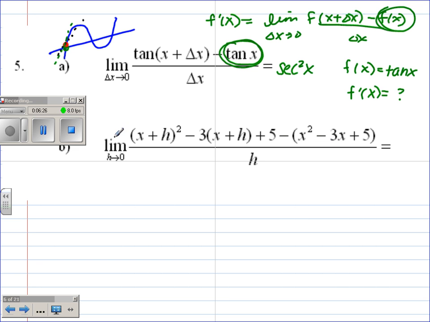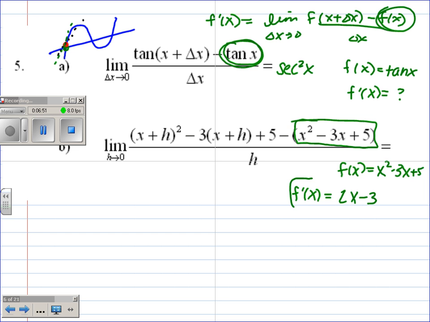If you remember when we first did this, I had to multiply everything out and you canceled all this stuff out, but you don't have to do that. This is simply asking for the derivative of this function. F of x is x squared minus 3x plus 5, sitting right here. The delta x has just been substituted with the h. F prime of x, therefore, is 2x minus 3, simply using the power rule.